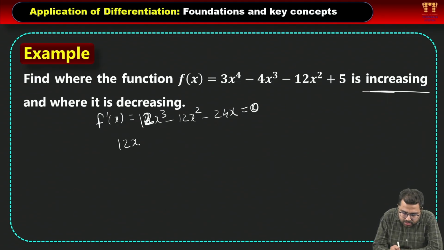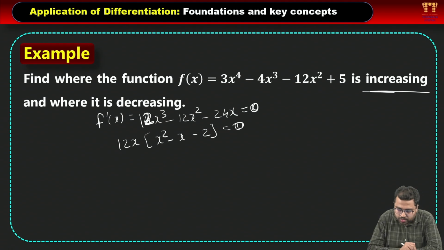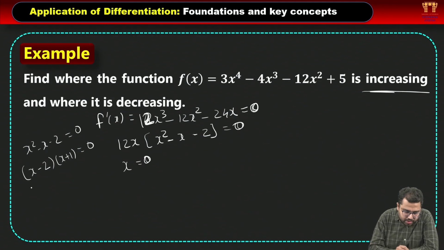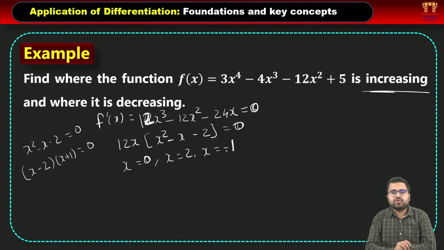If I take 12x common, this is x square minus x minus 2 equal to 0. So what are the values for which this is 0? x equal to 0. We can factorize x square minus x minus 2, which can be written as x minus 2 and x plus 1. That is x square minus 2x plus x minus 2. So two more points are x equal to 2 and x equal to minus 1. So these three are critical numbers.